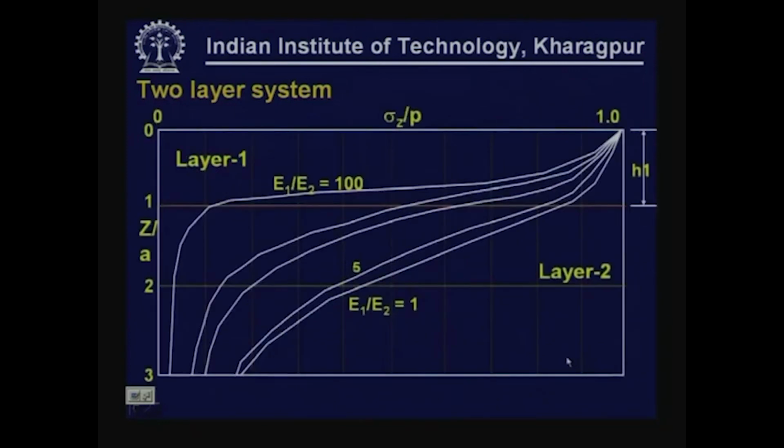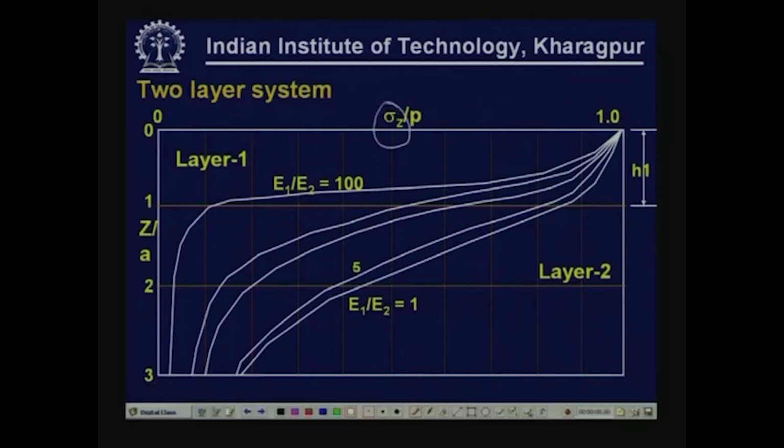This is a typical chart that is available for finding out vertical stress. This is the vertical stress that we are trying to find out at a given depth, but given in non-dimensional form, sigma Z by P, where P is the contact pressure that is applied at the surface. Similarly, the depth at which we are trying to find the vertical stress is also expressed in non-dimensional form, where the depth Z is divided by A, the radius of load contact area. This depth is nothing but the thickness of the pavement, because we are trying to find the interface vertical stress.